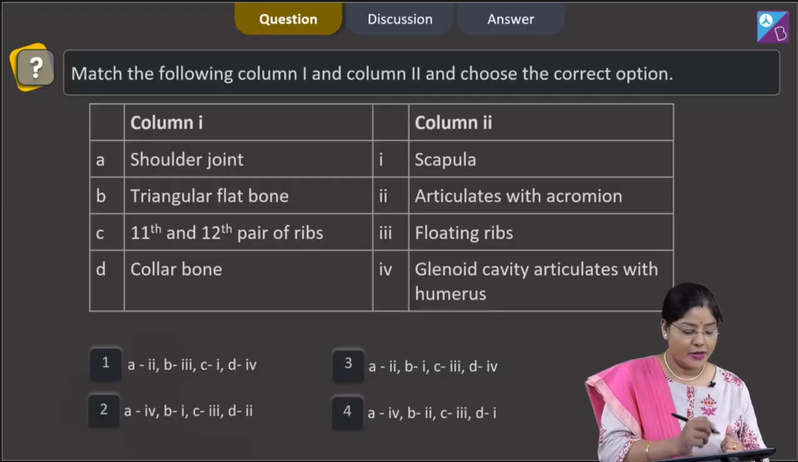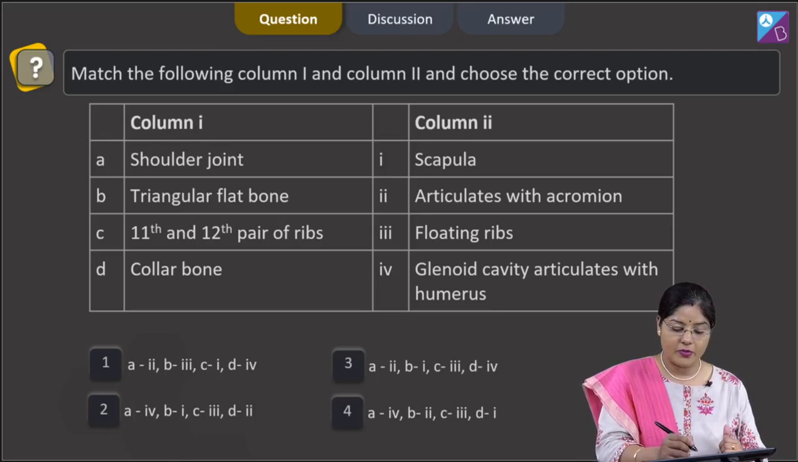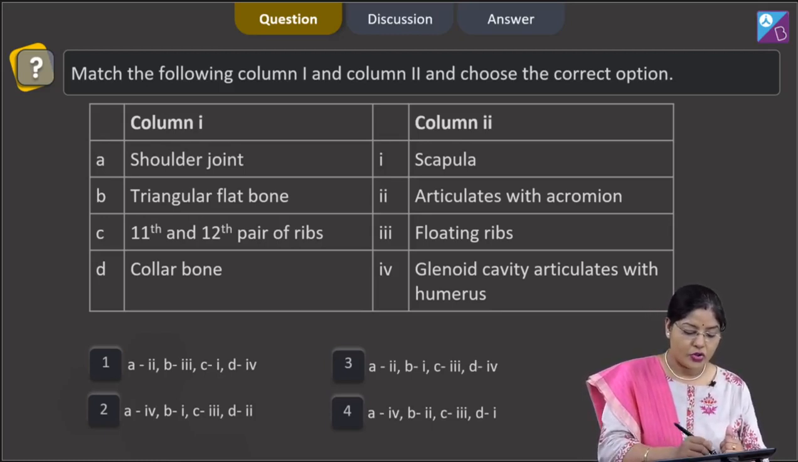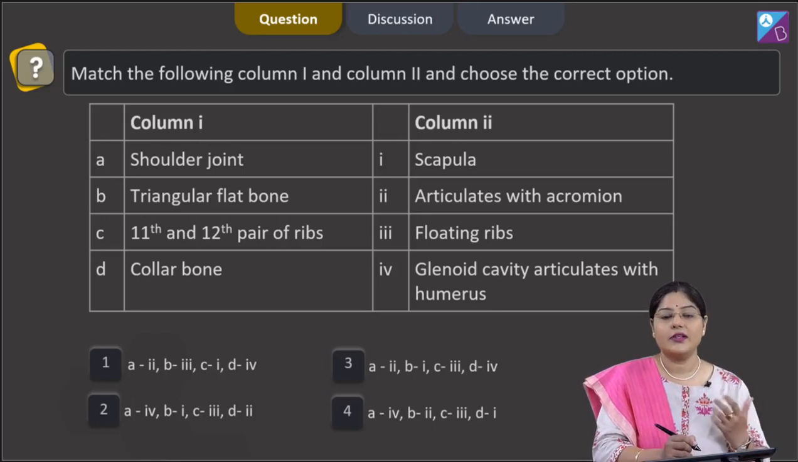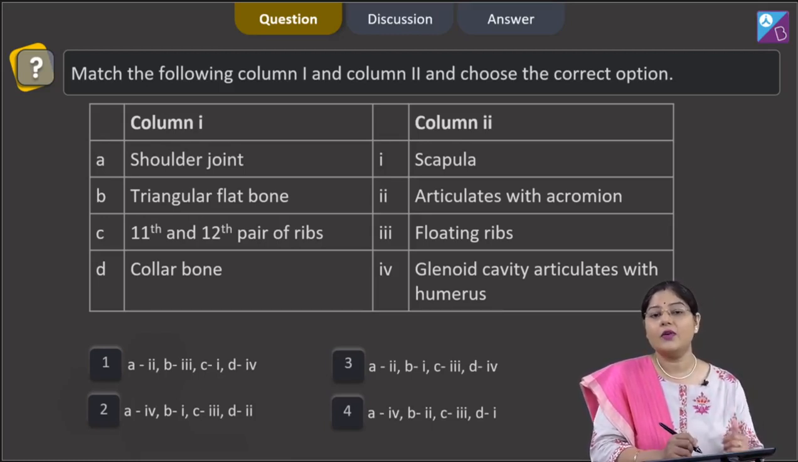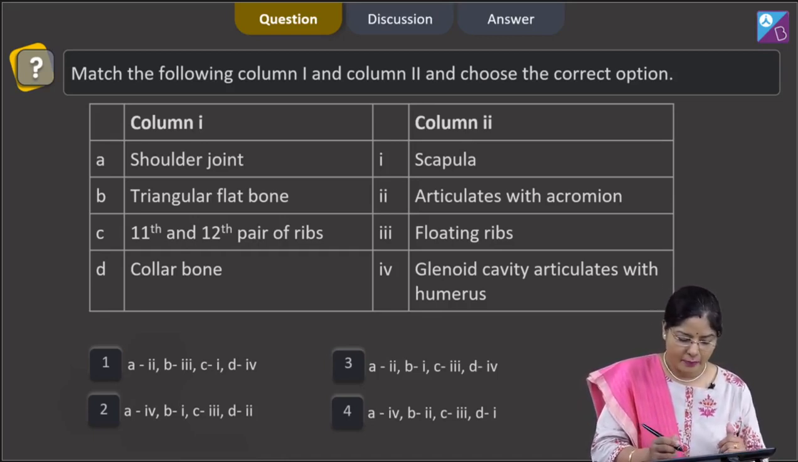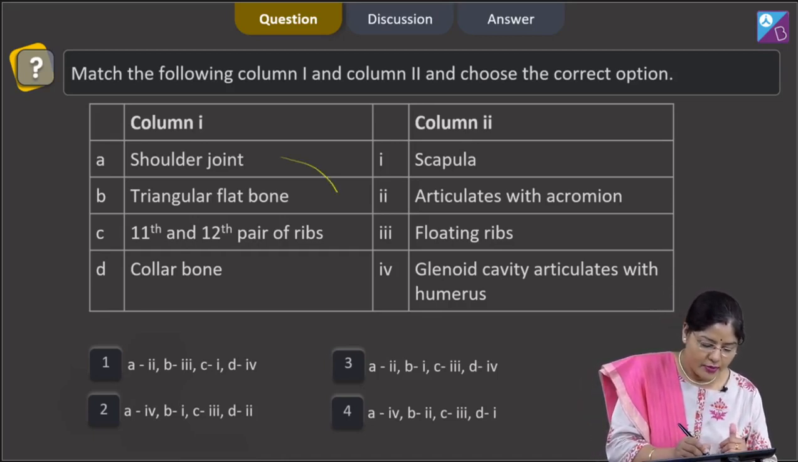Question states that match the following column 1 and column 2 and choose the correct option. Column 1, shoulder joint. Shoulder joint is a type of ball and socket joint, and shoulder joint is formed by articulation of head of humerus with the glenoid cavity of scapula. So, A matches with fourth.